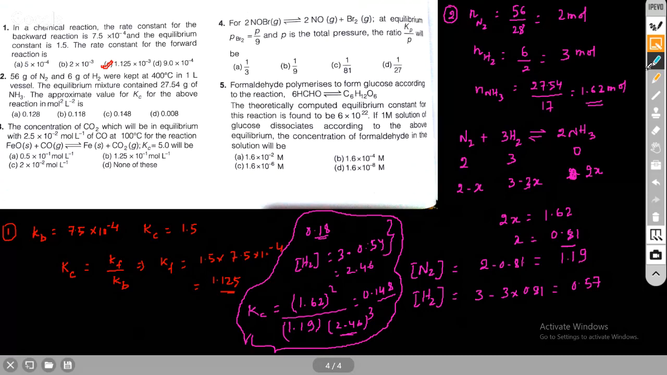Did you understand? Tell me. You can cross check this expression. This expression you will get option C. But in this expression, the concentration of H2 is not right. That is what I am telling you. They have taken 0.54 instead of 0.81. They have taken 0.18 by mistake probably. That's why the answer Kc will be 11.9 according to our expression. Is it clear?